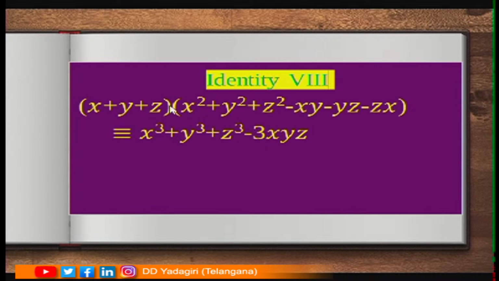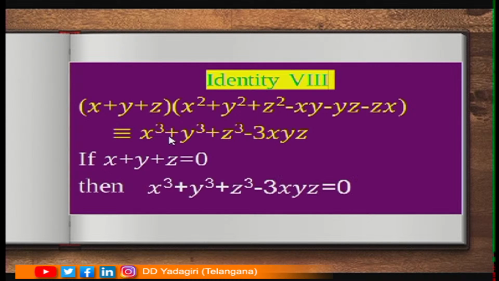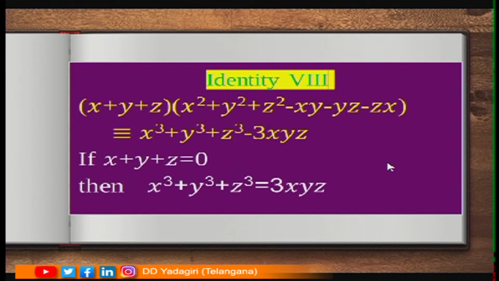Now, if you find that this x plus y plus z is 0, what is going to happen? This term is going to be 0. If this term is going to be 0, 0 into something is 0. So, if x plus y plus z is 0, then the first term here is 0. So, 0 into the entire term is going to be 0. So, 0 into anything is always 0. So, we get x cube plus y cube plus z cube minus 3xyz as 0. So, bring this minus 3xyz on the other side, result x cube plus y cube plus z cube is equal to 3xyz. So, if you got x plus y plus z is equal to 0, then x cube plus y cube plus z cube is equal to 3xyz.